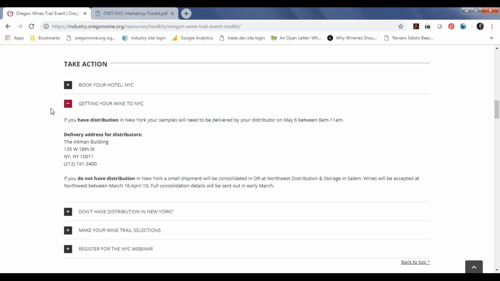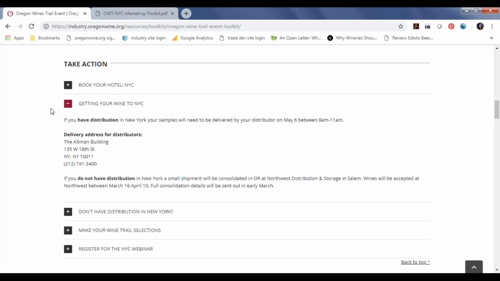The Altman, if you're not familiar with it, is a very well-known event venue. This is all they do, probably 350 days a year. They have wine tastings very frequently. I personally have spoken to several distributors in New York who are very familiar with delivering to the venue and do it regularly. I suspect that for most of you, your distributors will be familiar with this process, its location, etc.